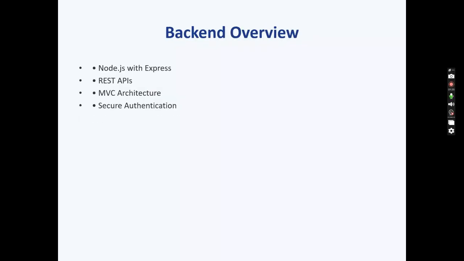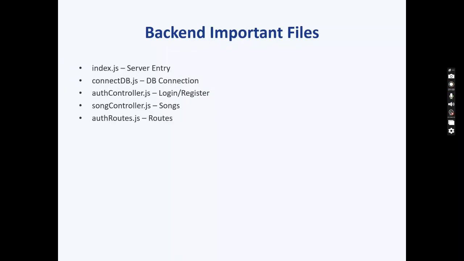Backend handles all server-side operations. Index.js starts the server and connects the database. Controllers contain business logic. The routes define API endpoints, and models define database schema. Middleware checks authentication and security.